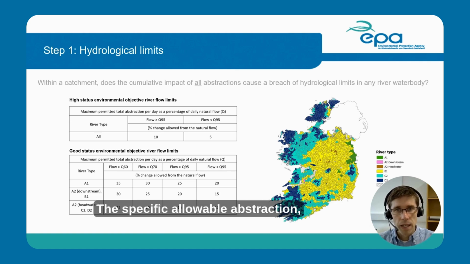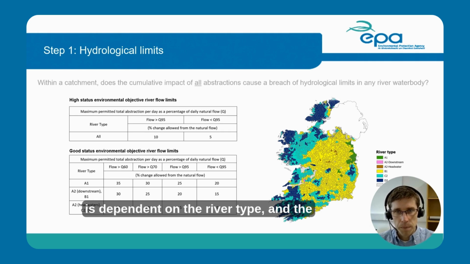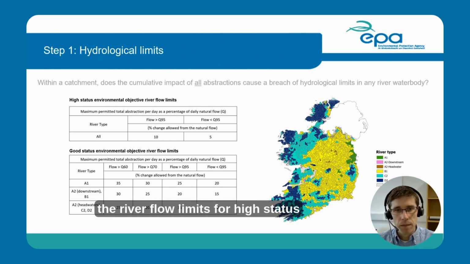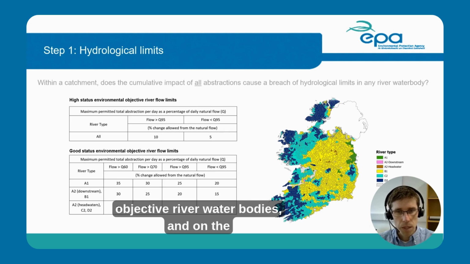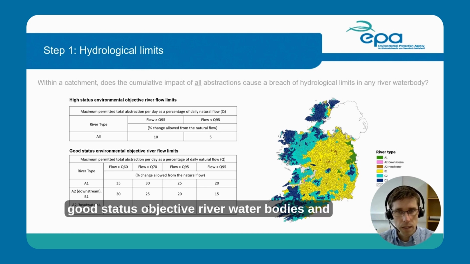The specific allowable abstraction, so the numbers within these tables, is dependent on the river type. And the river types in Ireland are shown on the map on the right. The top table details the river flow limits for high status objective river water bodies, and on the bottom are the river flow limits for good status objective river water bodies.